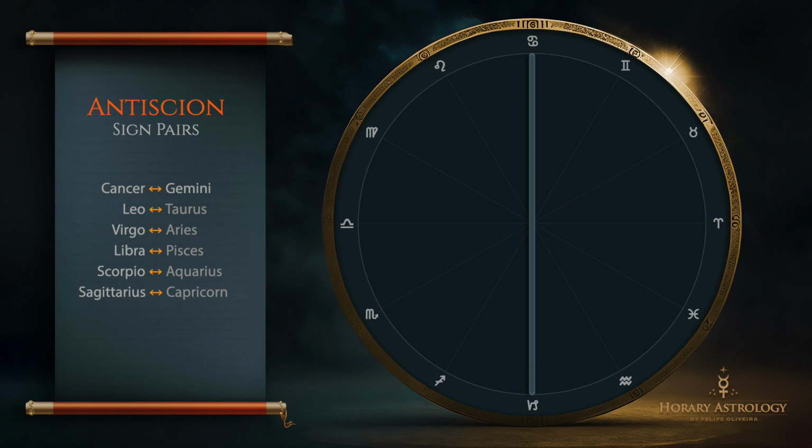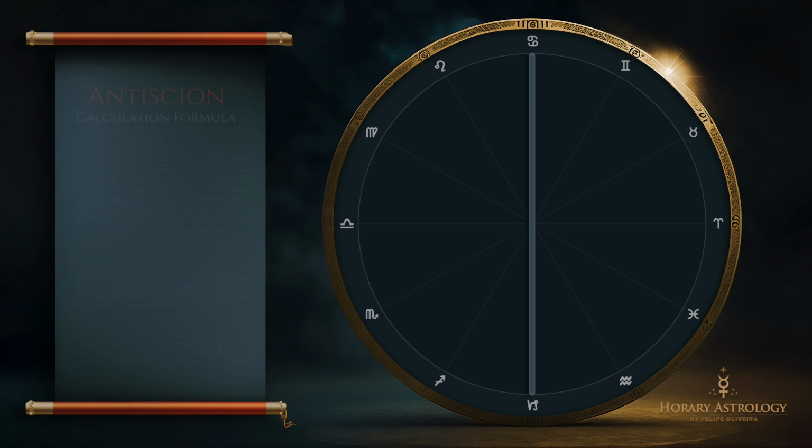Now let's look at the degree and minute calculation to determine the Antiscion's exact location in its Antiscion sign. You have to know the sign's Antiscia by heart. Until then, you can consult a list. Once you're clear on the sign, we can apply the following simple formula.